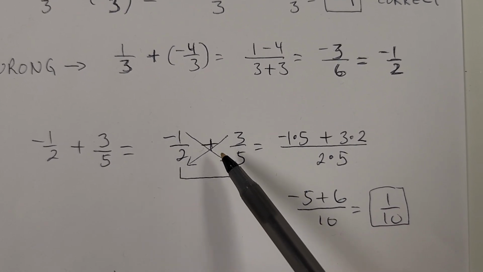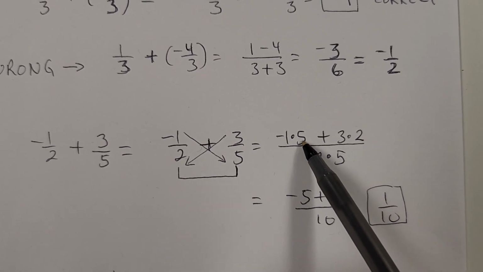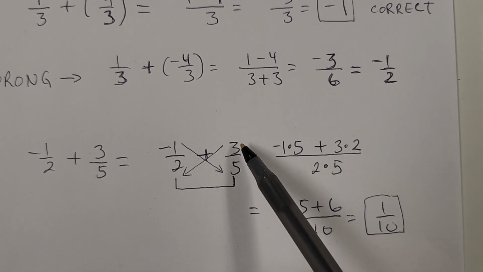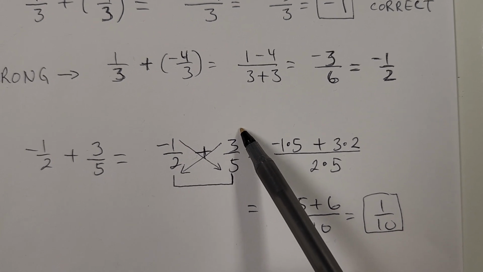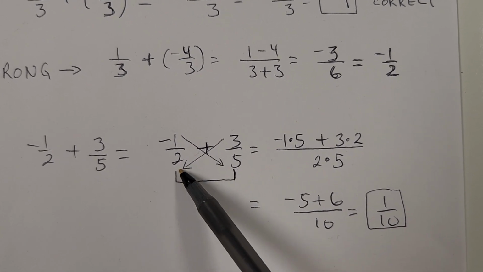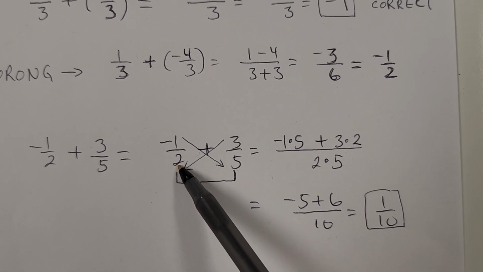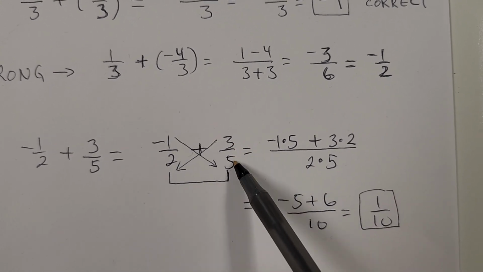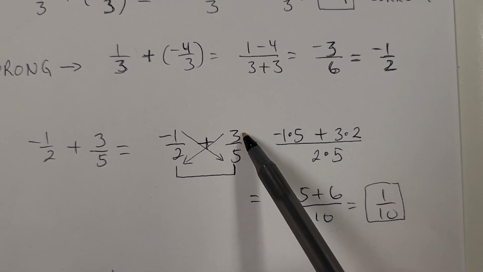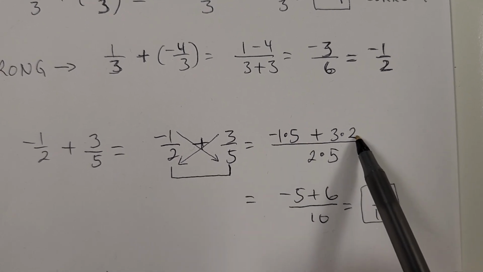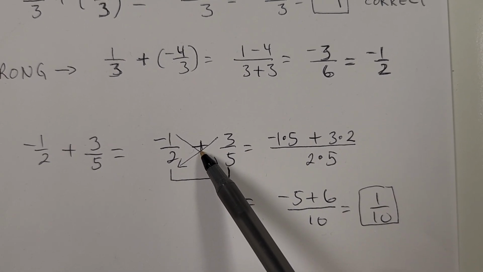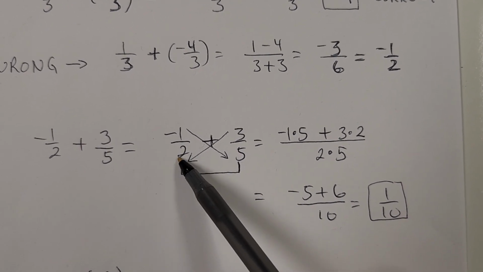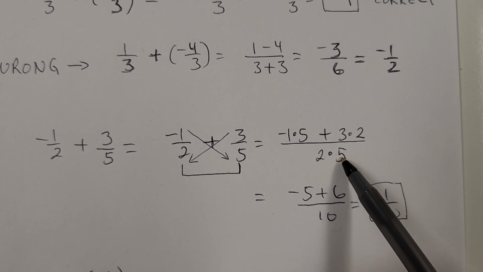So negative 1 times 5, which I have here. Don't forget the plus sign, which is here. And then after that, top right to the bottom left. So 3 times 2, which is here. So one more time, negative 1 times 5 here, 3 times 2, which is here. Don't forget the plus. And the last part is multiply the bottom. So 2 times 5, which is here.